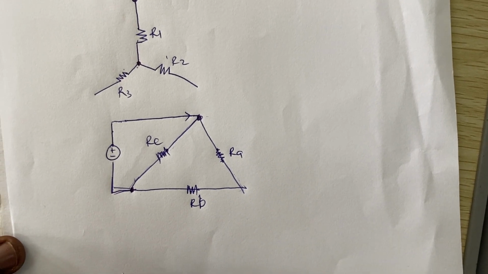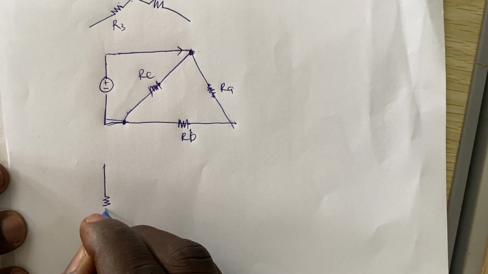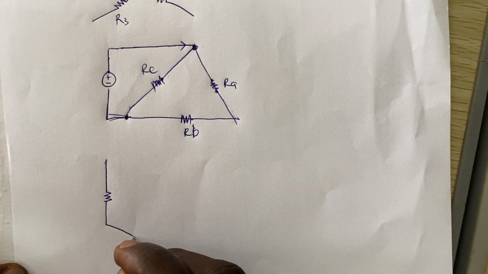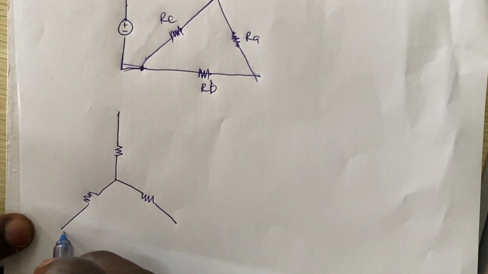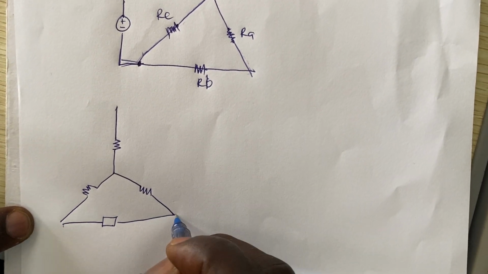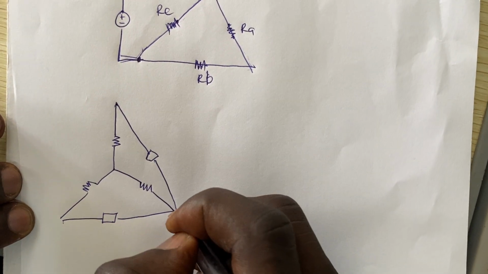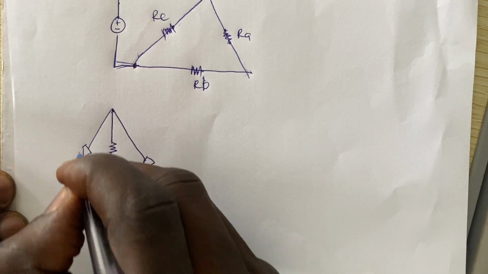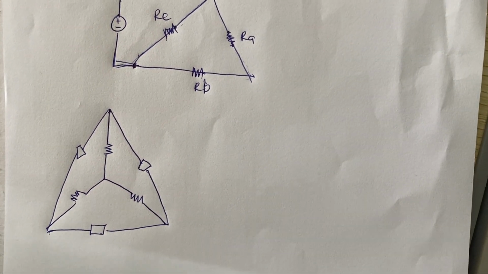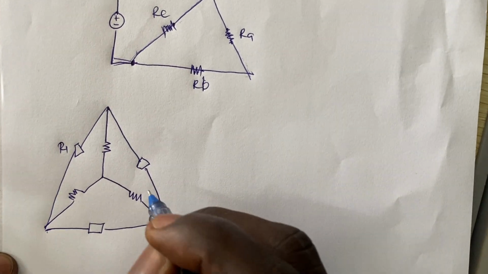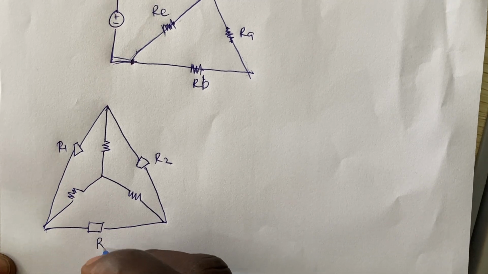So now let's draw a circuit with both elements. Alright, so sorry for the way I'm drawing my diagram, okay? Don't worry, you will be fine. So we have R1, R2, R3.